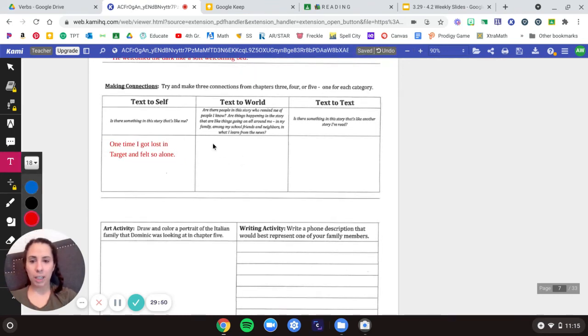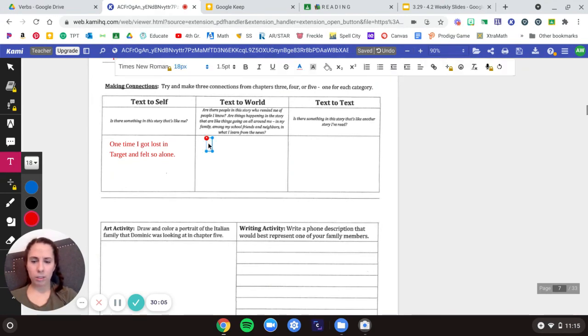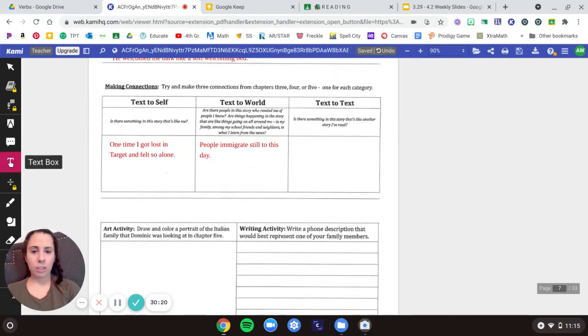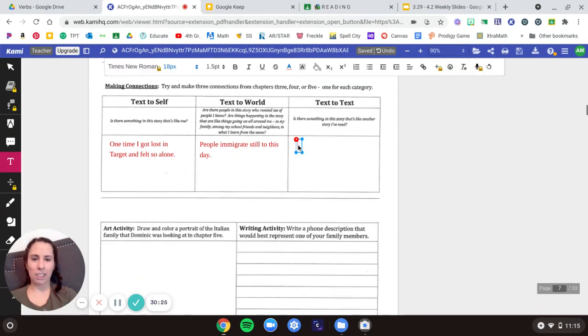Text to world, are there people in the story who remind you of people you know? Are things happening in the story that are like things going on around me, in my family, among my school friends and neighbors, and what I learned from the news? So maybe I'm thinking about people immigrating still to this day. We talked a lot about people who are immigrating still and coming to America. Or text to text. Is there something in this story that's like another story you read?